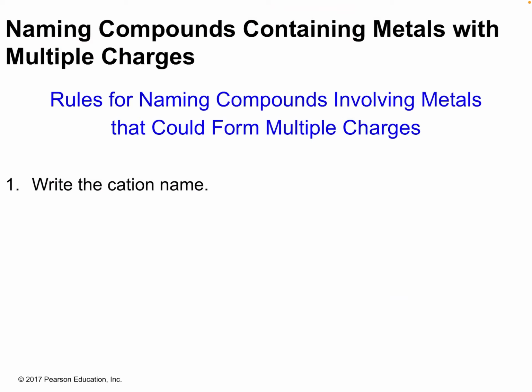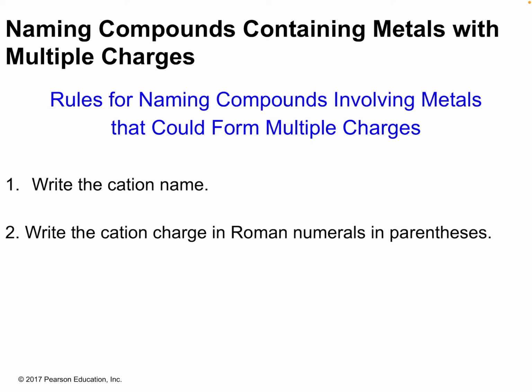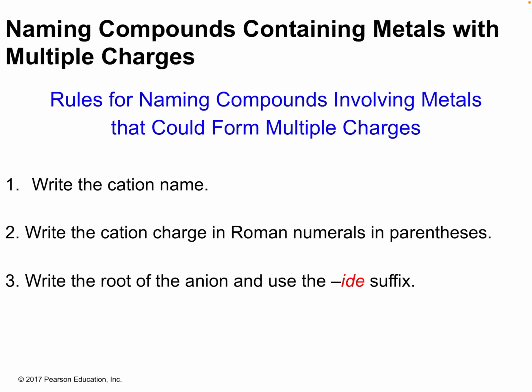Okay, so thus far we've talked about if we have a metal with a variable charge, we're going to need to include Roman numerals. So our rules here are to write the cation name and then write the cation charge in the Roman numerals in parentheses. And then you're going to write the anion just the same. If it's chlorine, it's going to be chloride. We're just going to change that ending to end in IDE.